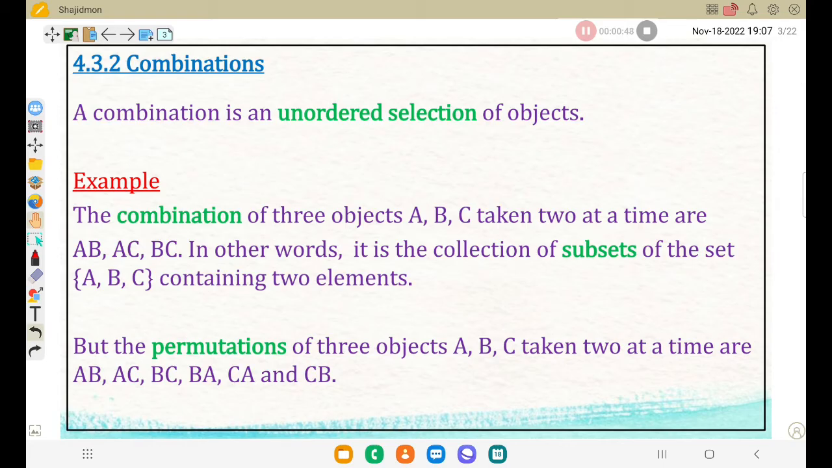Now, permutation means we studied it is an arrangement. Order is important, like we discussed in that recorded class 4.3.1. Now, what is the meaning of combination? Combination means unordered selection. There is no importance in the order. It is an unordered selection of objects. So the permutation we studied is an ordered arrangement, correct?